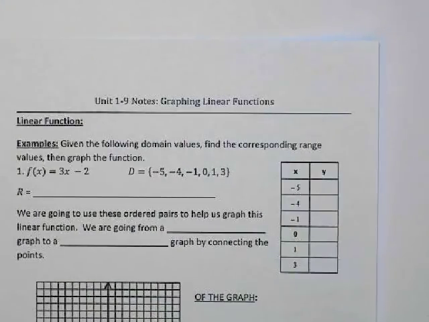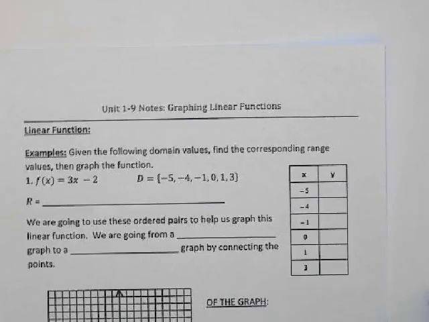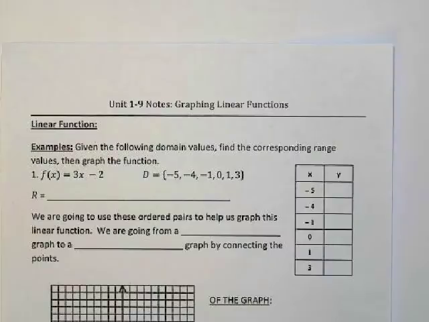Linear function. What's linear mean? What word is in linear? Line. So it's a line. What's function mean? It doesn't repeat. What doesn't repeat? The x's. So linear means line, but function means x's don't repeat. Good, I'm glad you know that.